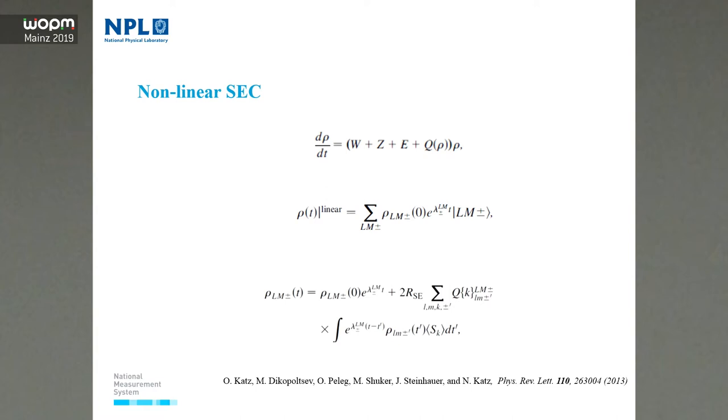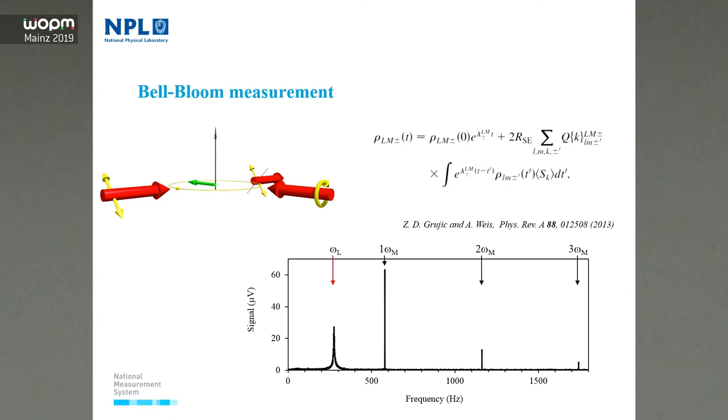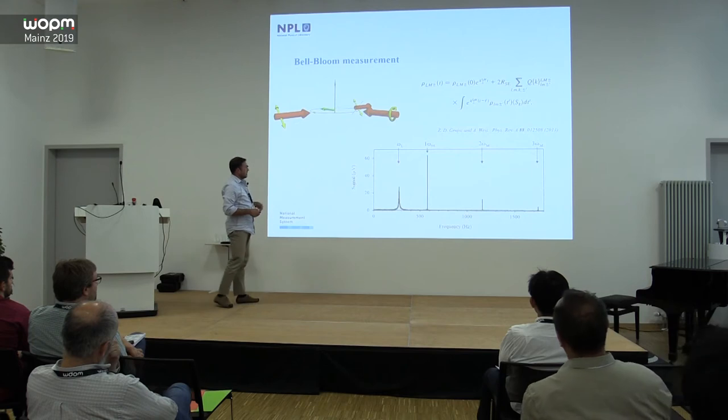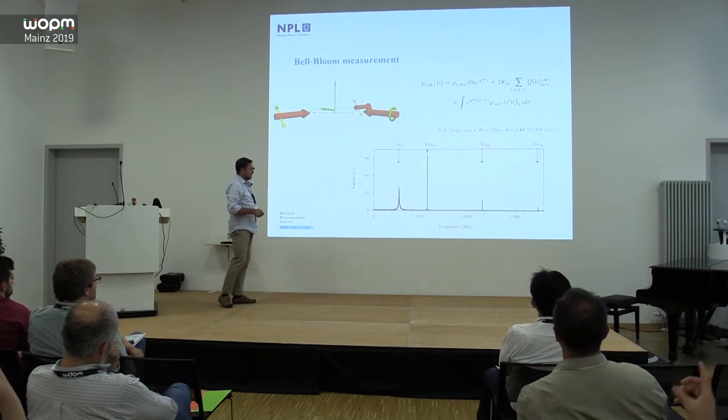We did it in a more adventurous system. So we have a Bell-Bloom setup where the amplitude-modulated pump drives the spin orthogonally to the magnetic field, and the evolution of the spin is monitored by a linear probe. And it was shown in a paper from Antoine Weis' group that in the very, very early transient part of the evolution, the spin oscillates not only at the modulation frequency, since we have an amplitude-modulated pump, but also at the Larmor frequency.